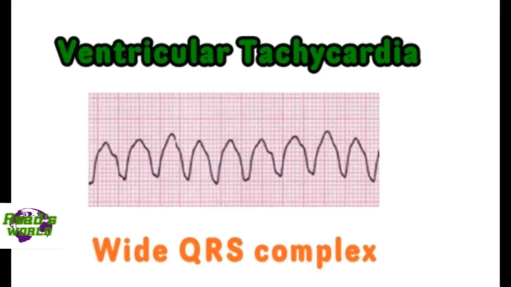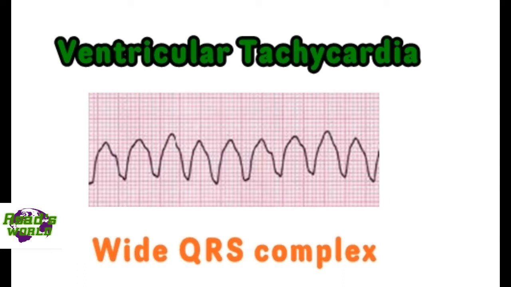So now talking about ventricular tachycardia. As the name suggests, it arises from the ventricles. It is basically defined as 3 or more heartbeats in a row at a rate of around 100 beats per minute. In the ECG graph, you will find a wide QRS complex, and this is the characteristic of ventricular tachycardia.